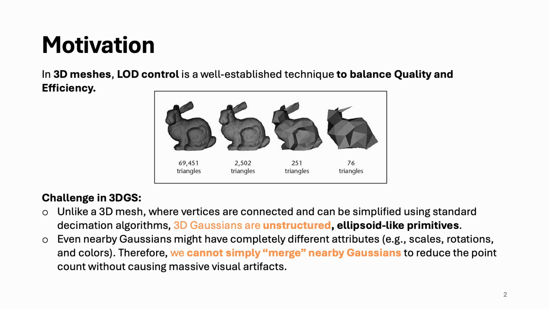However, there are some challenges in 3D Gaussian splatting-based methods. Because unlike a 3D mesh, where vertices are connected and can be simplified using standard methods, 3D Gaussian splattings are unstructured, ellipsoid-like primitives. Therefore, even nearby Gaussians might have completely different attributes, such as scales, rotations, and colors. Therefore, we cannot simply merge nearby Gaussians to reduce the point count without causing massive visual artifacts.